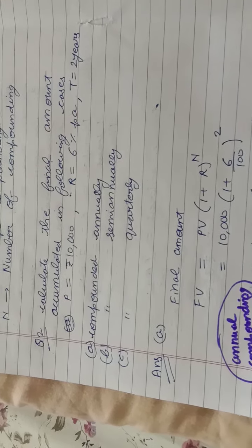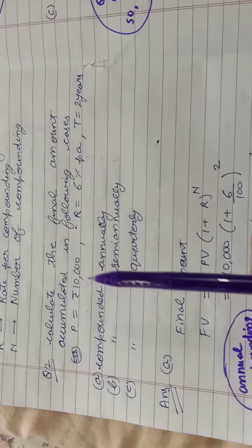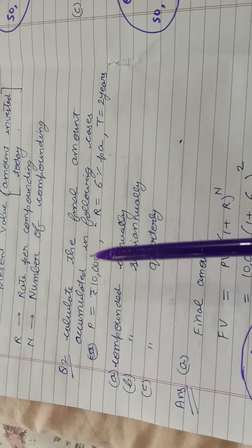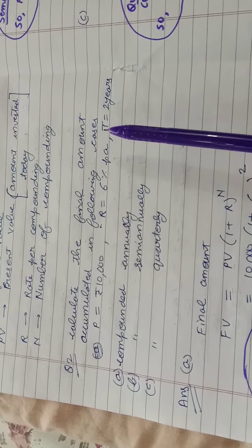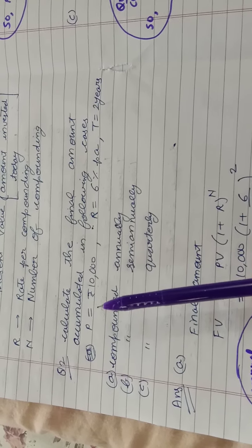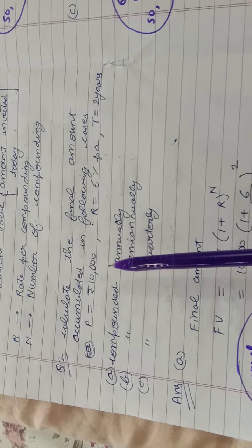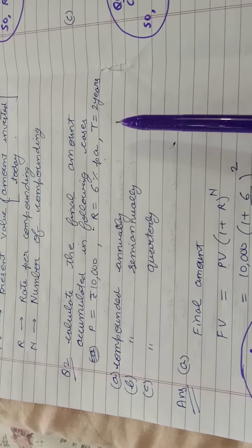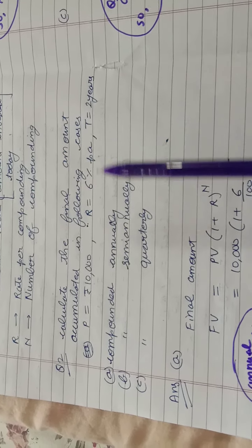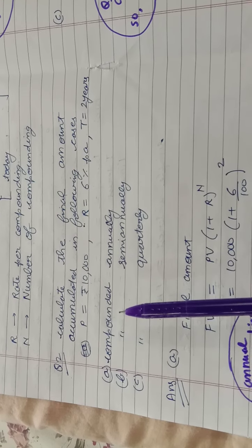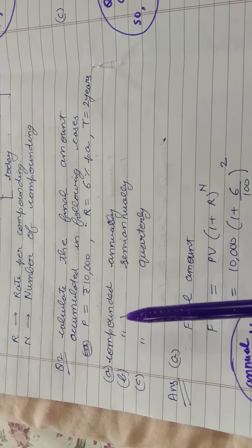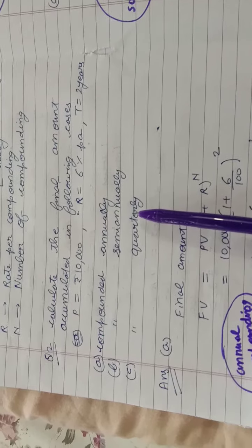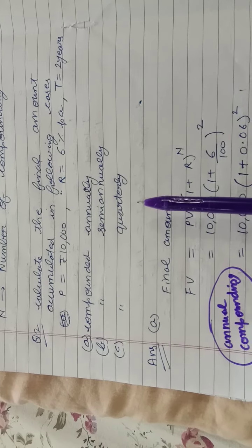Let us move on to question number 2. Calculate the final amount accumulated in the following cases. P amount, that is the principal amount, is 10,000. R is 6% per annum and time is 2 years. The cases given over here are compounded annually, compounded semi-annually and compounded quarterly.